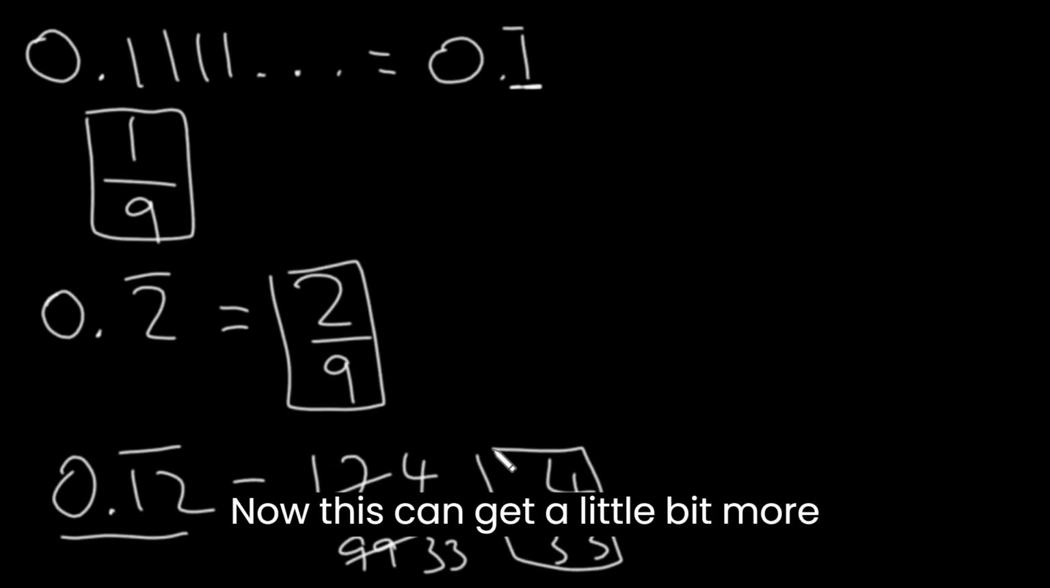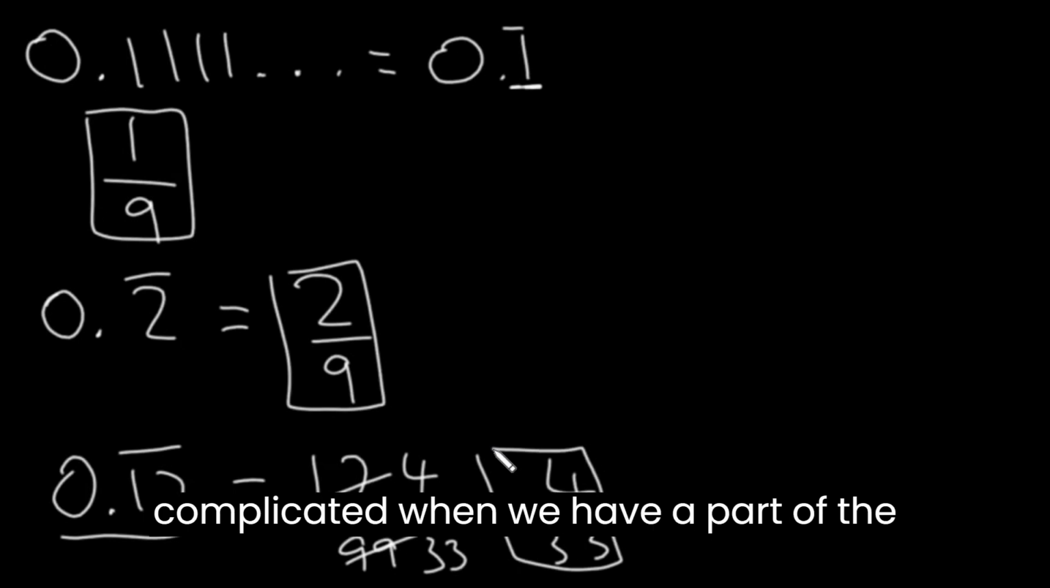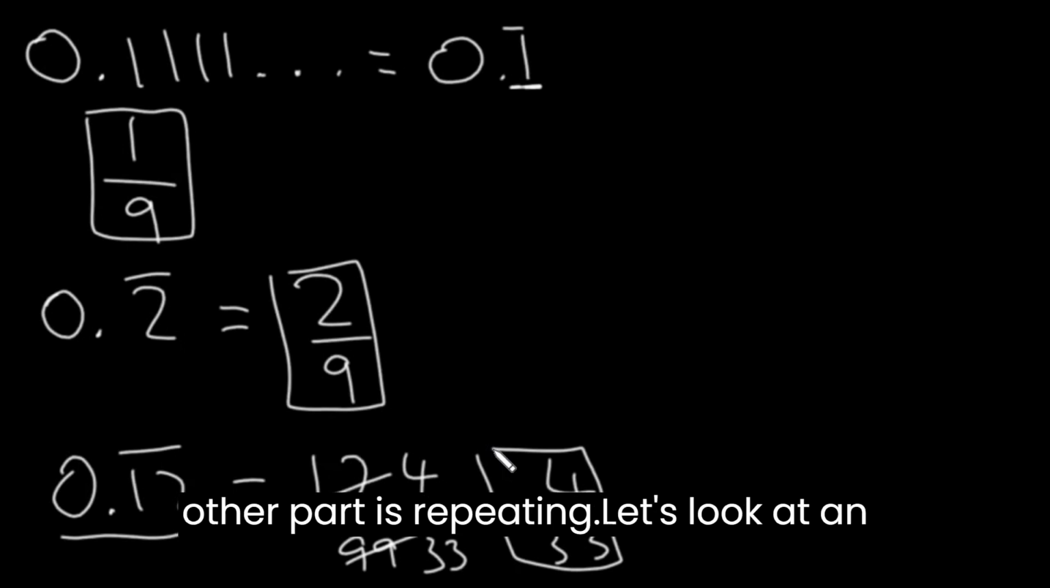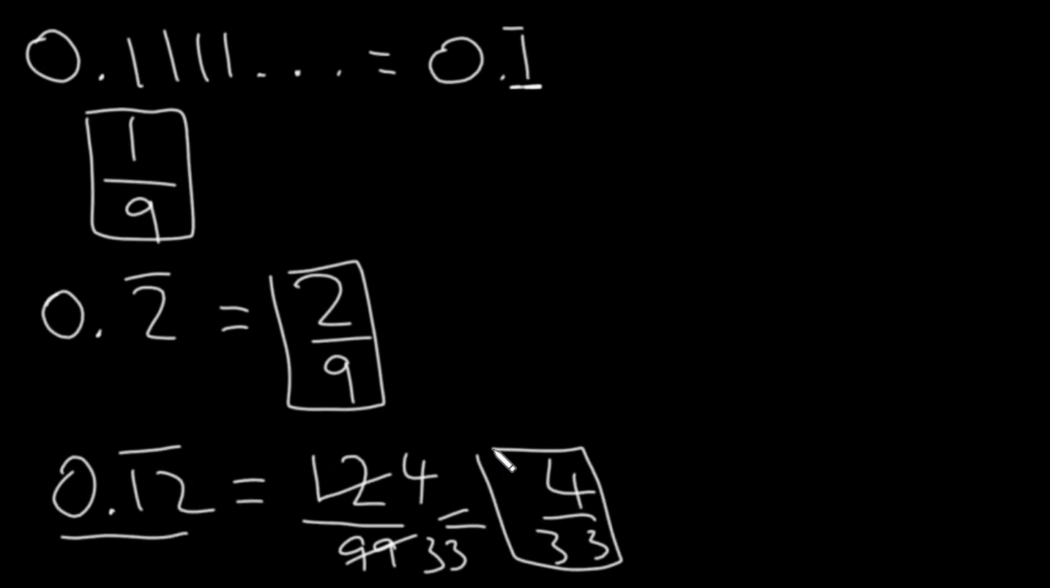Now, this can get a little bit more complicated when we have a part of the number that's not repeating and the other part is repeating. Let's look at an example. Let's say we have 0.4312 repeating.